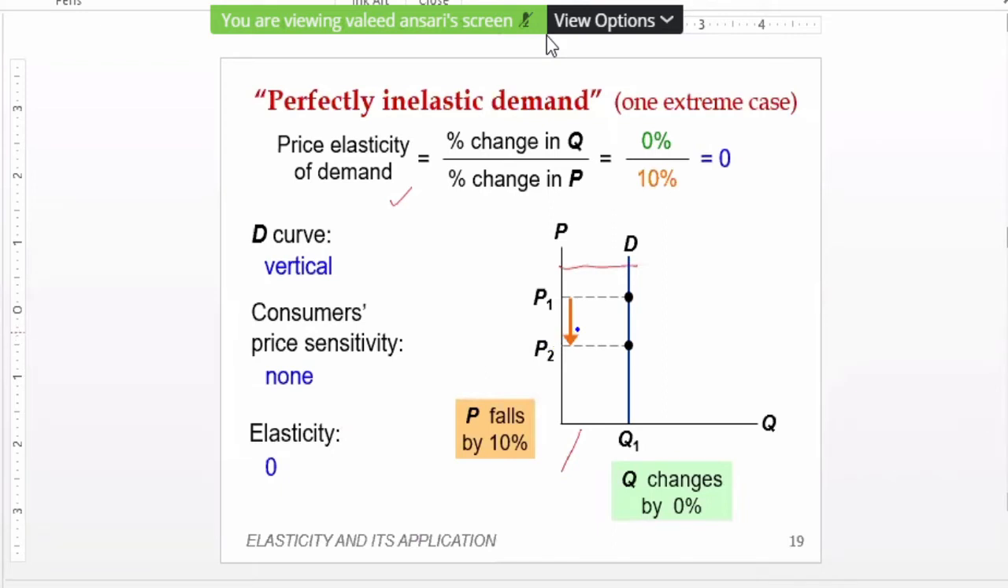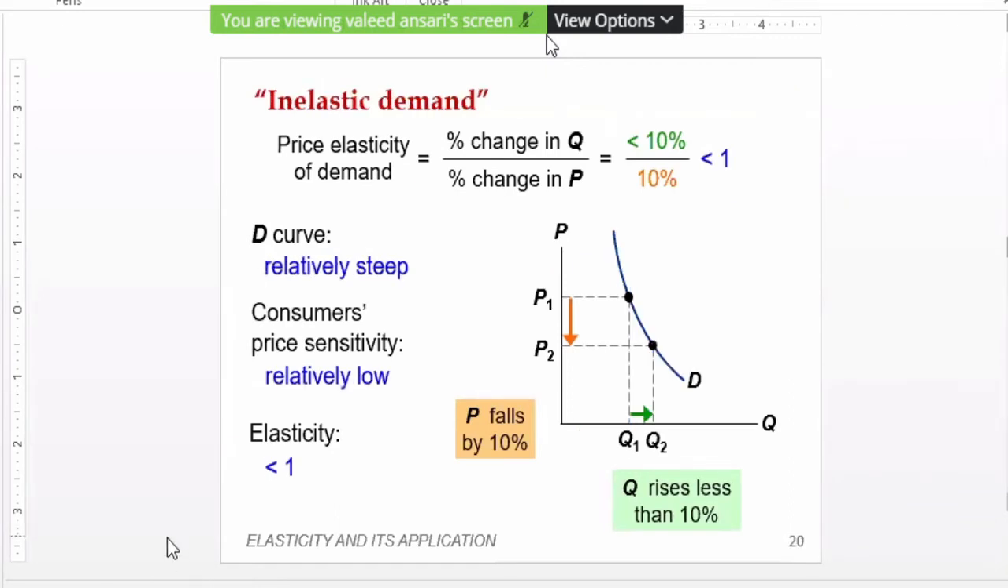So in this case, the numerator is zero, and if you divide zero by anything, you will get zero. So it is a perfectly inelastic demand. This may be a type of curve if you want to display it. Then we may have another two types of curves which can help us in understanding.